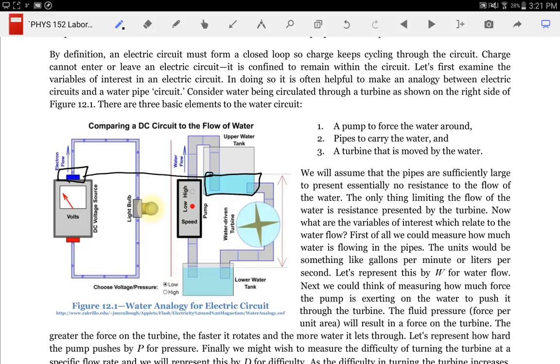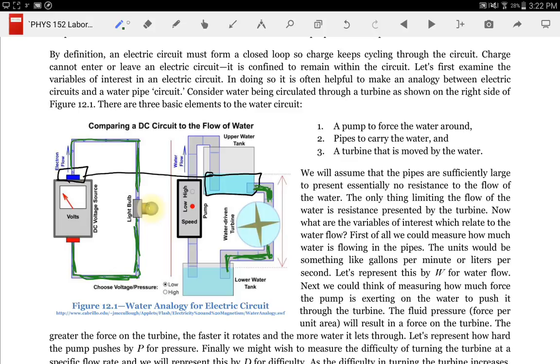Then we have the pipes that the water flows through. All those do is make a pathway. And of course, in the electric circuit, what's making the pathway? The wire. So the wire is doing the same function as the water pipes. And just like with water pipes, if the wire has a bigger diameter, it's going to have less resistance to water going through, or to charge going through. And if it's longer, it's going to have more resistance.